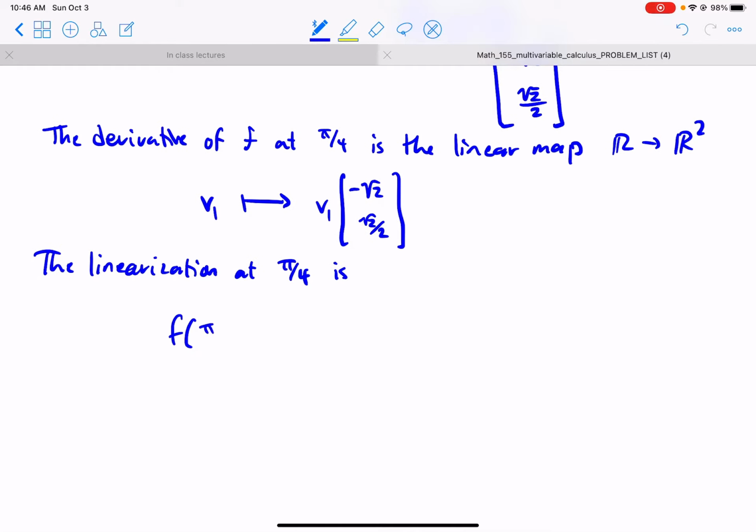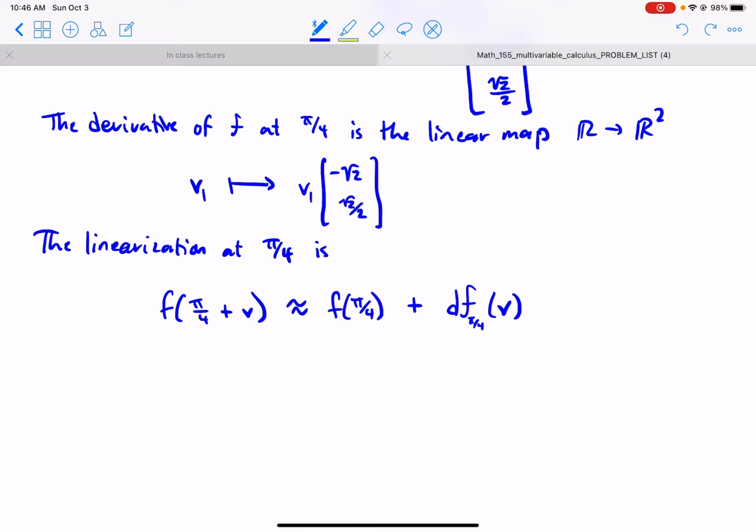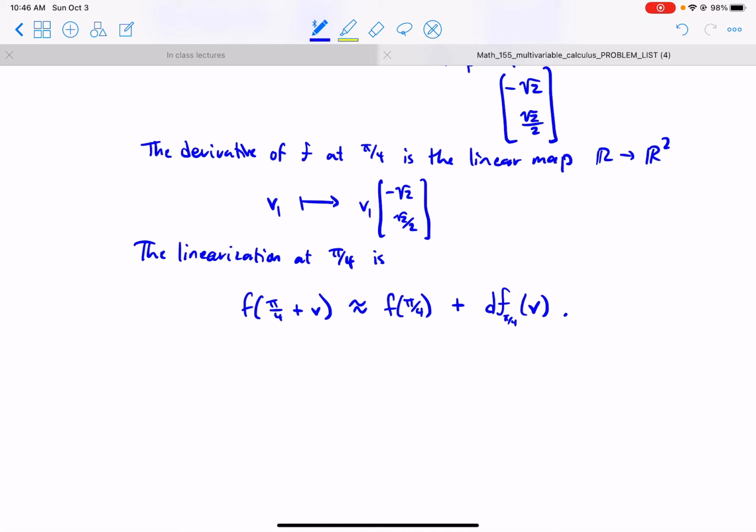f of pi over 4 plus some little change is basically f of pi over 4, except we're going to change it by a linear amount, namely the derivative of f at pi over 4 in the direction v, where we changed. Now, of course, because our input space is the real line, our v is really just a number, like how far we move right or left. That's our v. But here is the linearization. So this is I guess part A.